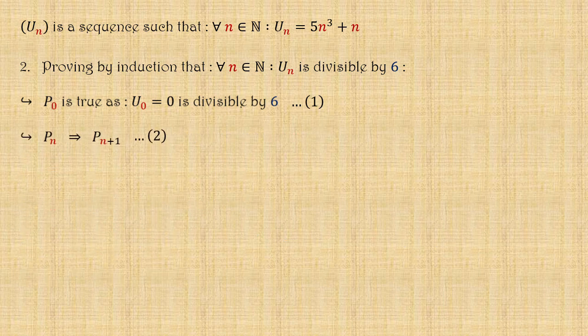Now, as assertions 1 and 2 represent the two steps of our induction proof, we deduce that our property P_n is true for every natural value of the number n, which means that the term u_n is divisible by 6 for every natural number n.